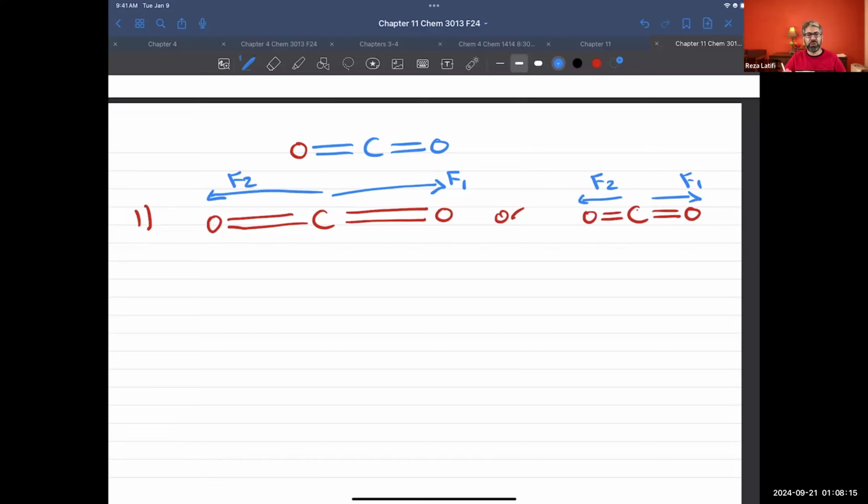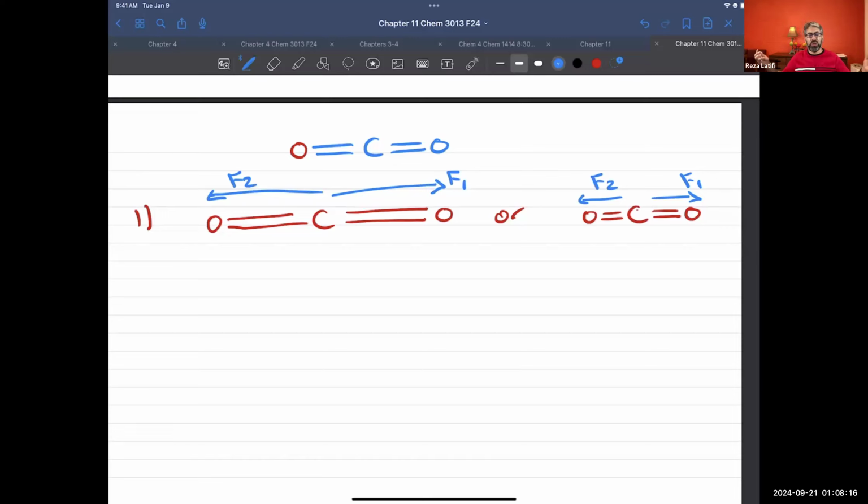So when you have two bonds getting close to each other or far from each other, and they are made of the same elements, like carbon and oxygen, we say that because mu will be equal to 0, it will be not active in IR.